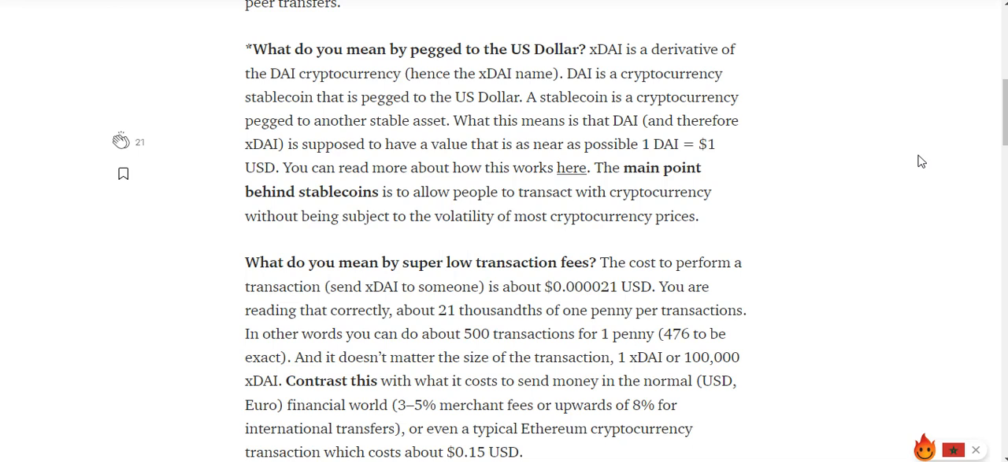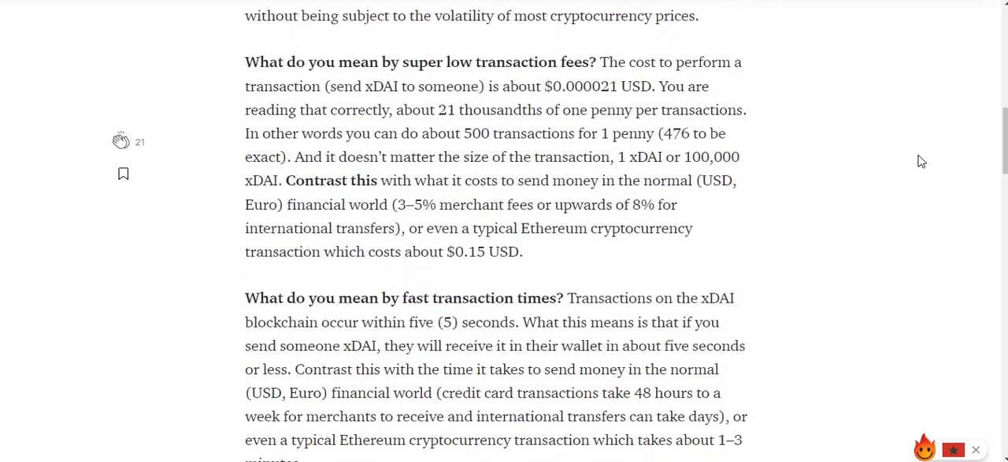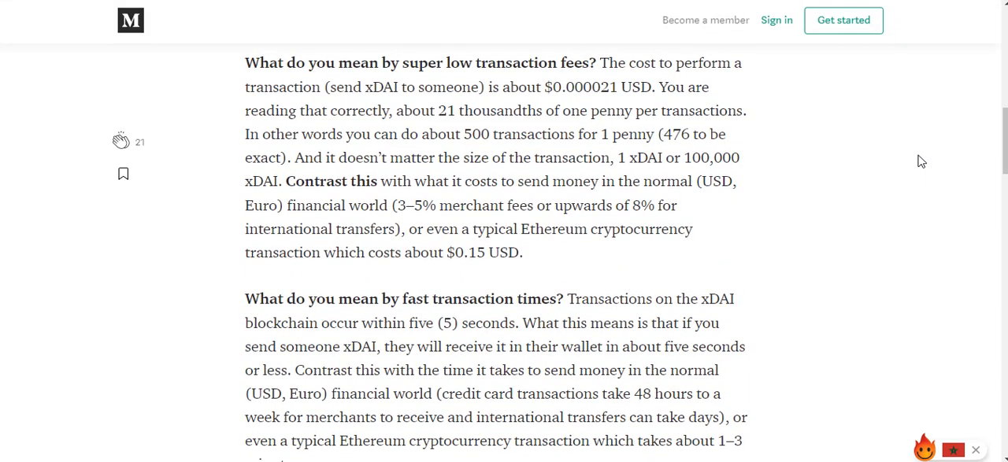A stablecoin is a cryptocurrency pegged to another stable asset. What this means is that DAI, and therefore xDai, is supposed to have a value that is as near as possible one DAI equal to one USD. You can read more about how that works, and they have a link. The main point behind stablecoins is to allow people to transact with cryptocurrency without being subject to the volatility of most cryptocurrency prices, meaning to keep your cryptocurrency at a stable value.